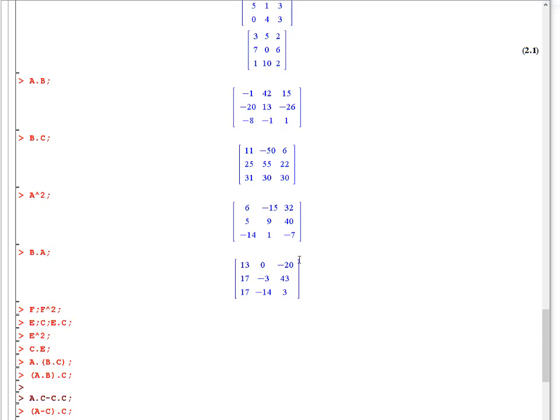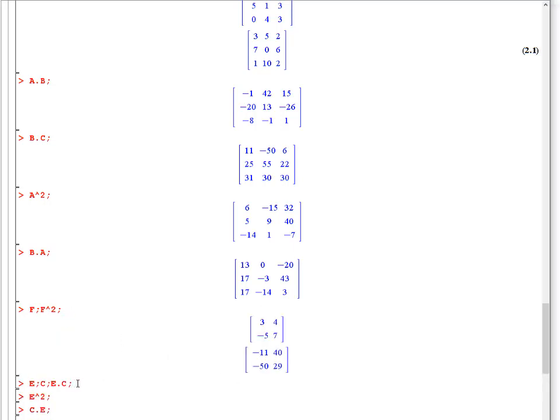When you're following things in textbooks and journals, sometimes, or working on a problem yourself, it's very tempting just to turn the order around, but that completely changes the answer, so you mustn't do it. Don't change the order around because you change everything. Okay, here's F and F squared. Okay, here's E and E times C.